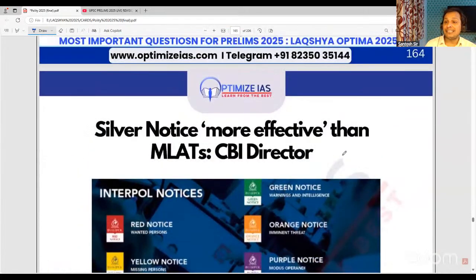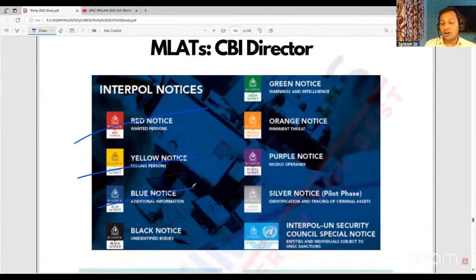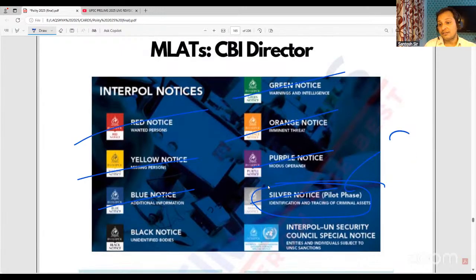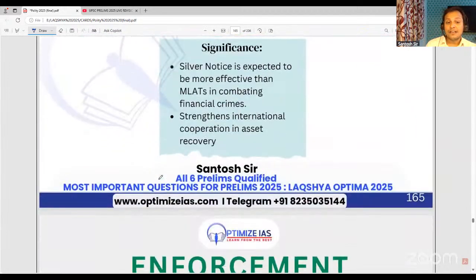As far as CBI is concerned, guys, you should know the types of Interpol notices, because CBI is the organization which is related to Interpol. This is in news. Types: red notice, yellow notice, blue notice, green notice, orange notice, purple notice, silver notice. Silver notice is in news: identification and tracing of criminal assets. You may expect a question on silver notice or red notice, which is basically about wanted persons. This is very, very important.